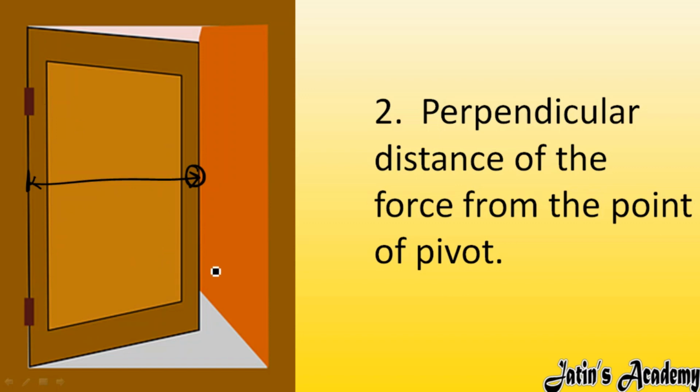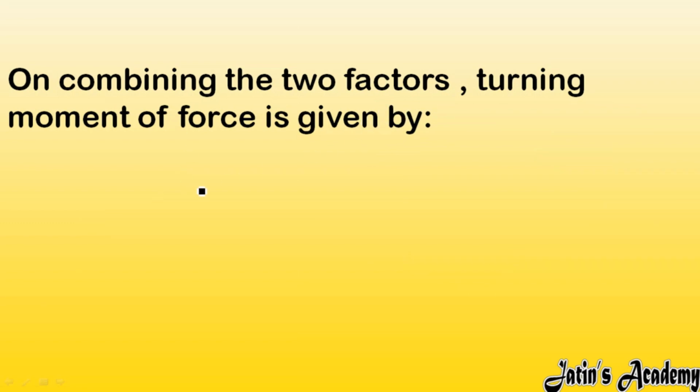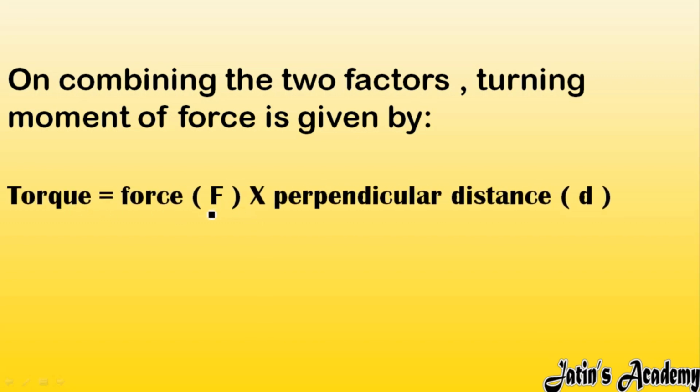So the turning effect of force depends on two things. First, force: the greater the force, the greater the turning effect. Second, perpendicular distance: the greater the perpendicular distance from the point of force to the pivoted point, the greater the turning effect of force. Combining these two factors, we get the relation between torque, force and perpendicular distance. Moment of force, or turning effect of force, or torque, is equal to force multiplied by perpendicular distance. We will use this formula to solve the numericals.